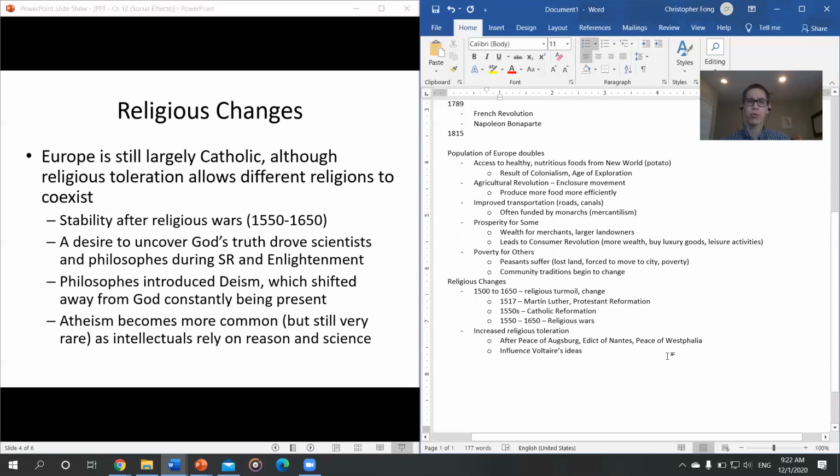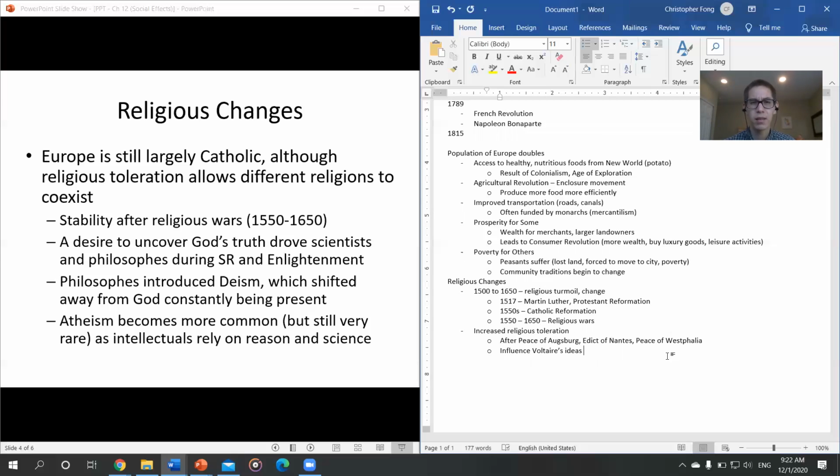So, okay, there's increased religious toleration, but people are still deeply religious. But religion begins to manifest itself in different ways. You might remember, before the Protestant Reformation, people would blindly accept religious sources of authority. They would blindly accept whatever the Catholic Church said, or whatever the priest or pope said. Now, because of the Reformation, people begin to question traditional sources of authority.